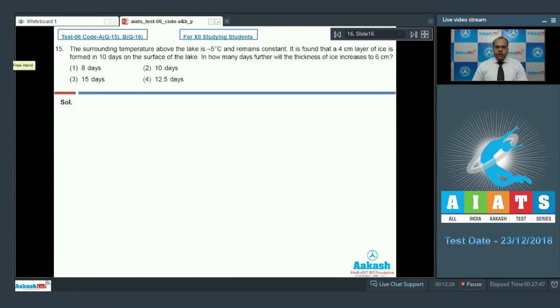So from the theory of accretion of ice, we know that the time taken t is equal to L into rho upon 2 times K into theta, that is the temperature of the surrounding, into x square, where x is the thickness of the ice layer formed on the surface of the lake. And the remaining variables are standard. So in this formula we can say that since these variables are constant, t is proportional to x square.